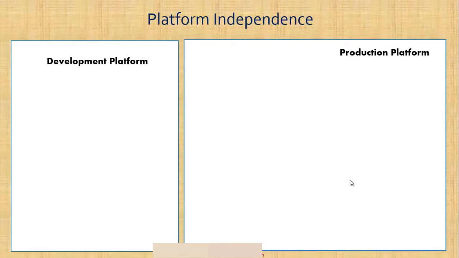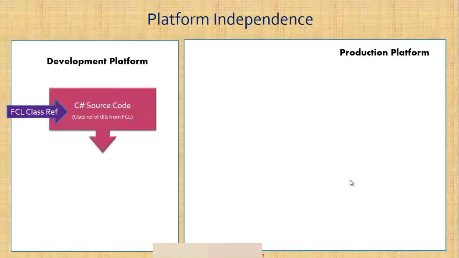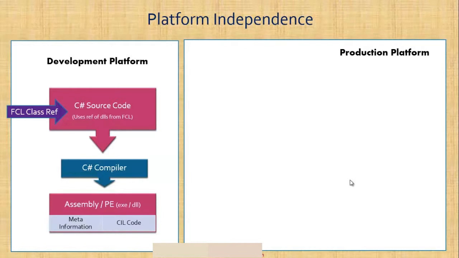Now consider this scenario to understand platform independence. Say a developer is writing an application in C# on the development platform. When he compiles the C# code using the C# compiler, it will get compiled to CIL and will create an assembly with .exe extension. Obviously, for this application development, we have used various classes from the framework class library. References to all these classes will get stored in the meta information.